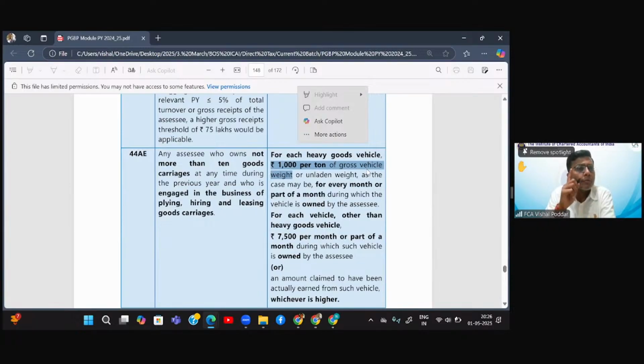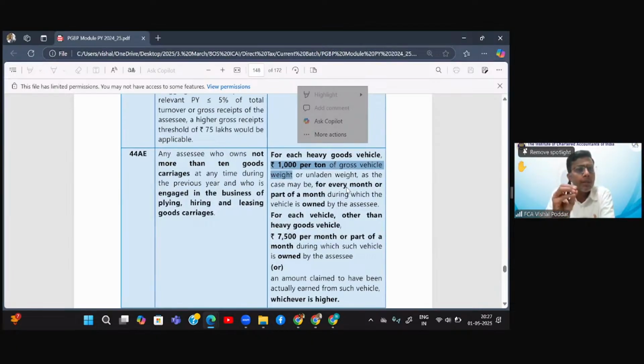So per ton you have to take 1,000. So what is my estimated income? My estimated income is 1,000 into 15, that is 15,000, and it is per month. Now interestingly, we are computing estimated income, so they will not check actually how much transportation I have done. Because if they have to do that, then it becomes a regular method. They are going by the estimated method. So they are not checking actually how much transportation I have done.